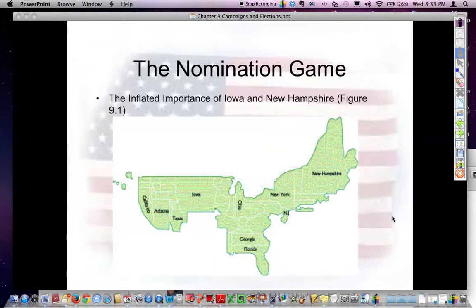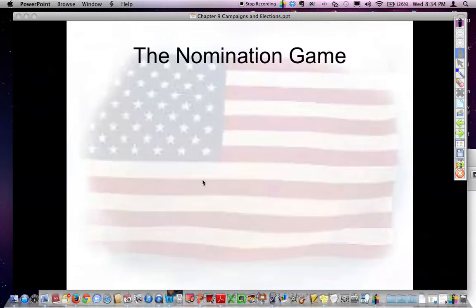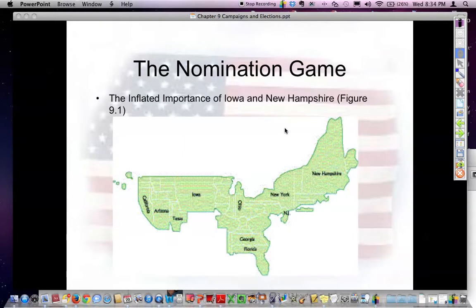I've shown you the delegate count, so I'm going to go over the nomination game. This chart I thought was really interesting, showing the inflated importance of front-loading Iowa and New Hampshire. This is a disproportionate view of the United States and how important those early primaries are, because if you don't win the Iowa caucus and you don't win New Hampshire, more than likely you're going to fall out in terms of money and support. Other large ones, you can see Texas, Arizona, Florida, Georgia, New York. These are other states who tend to get a little bit more billing and free media time.